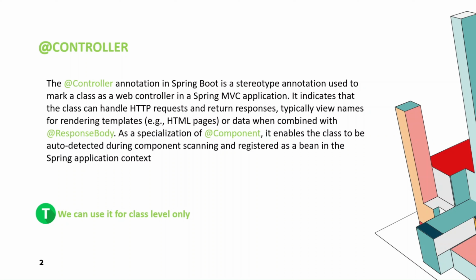If you put Controller on top of a class, whenever Spring starts, it will load components, controllers, and other components, create beans, and make those beans available in the Spring cache. By definition, the Controller annotation is a stereotype annotation used to mark a class as a web controller in Spring MVC. It indicates that a class can handle HTTP requests and return responses.